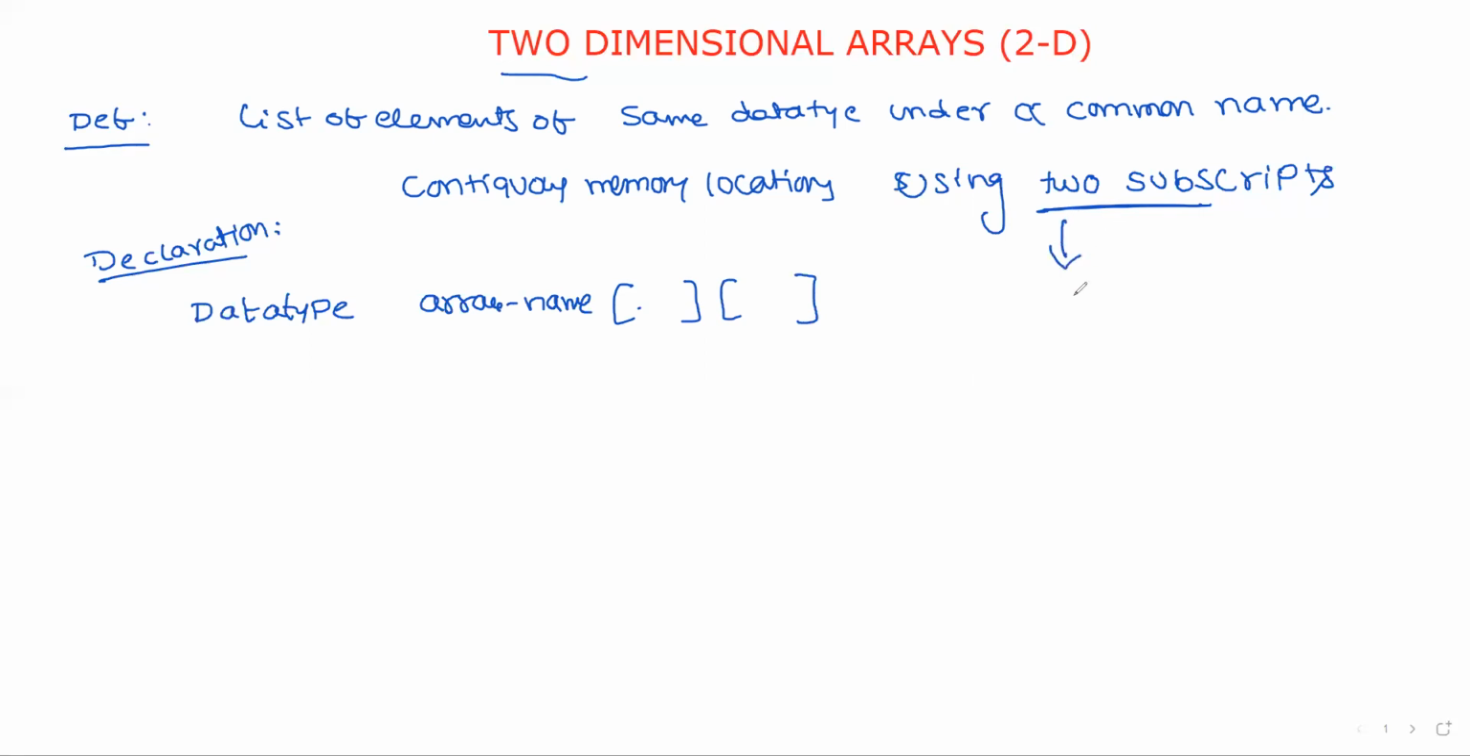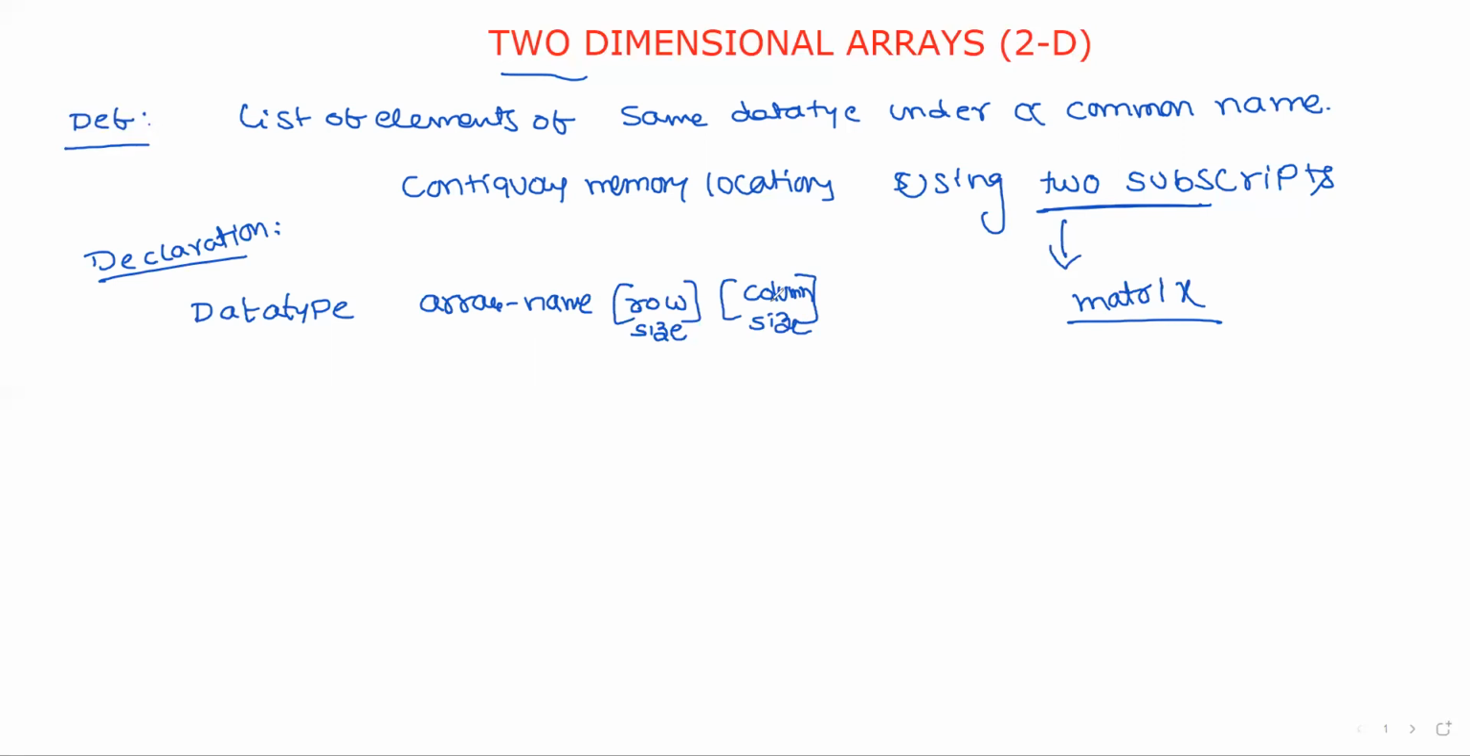Generally, the two-dimensional array is represented in matrix format. One-dimensional array is simply a vector. Two-dimensional is a matrix. Whenever we consider the concept of matrix, what are the two things? Row and column. In the first subscript, we are specifying the row size. In the second subscript, we are specifying the column size. That is, a matrix is created.